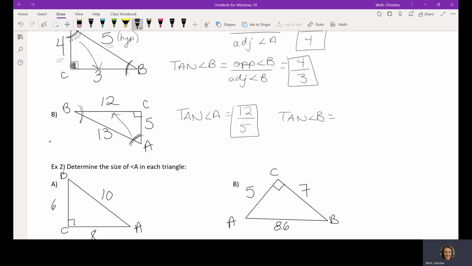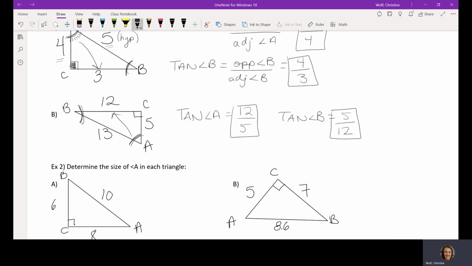So now you're looking from B. The side opposite of B, on the whole other side of the triangle, is 5. And then again, the 13 is the hypotenuse, so we're not going to choose that one. So the adjacent one is the 12. Okay, so there's how you create ratios.